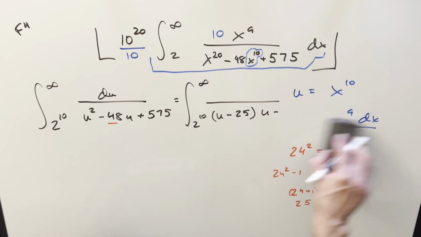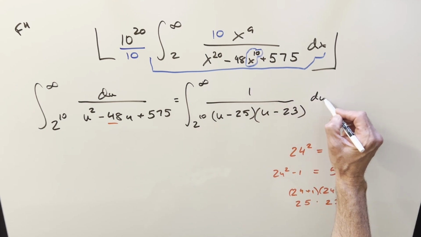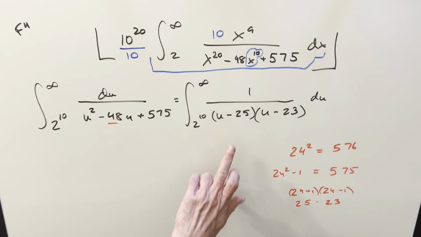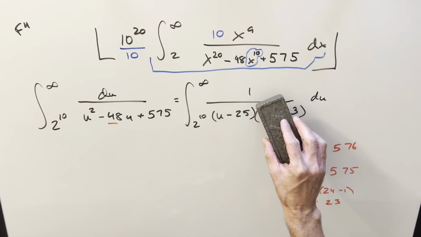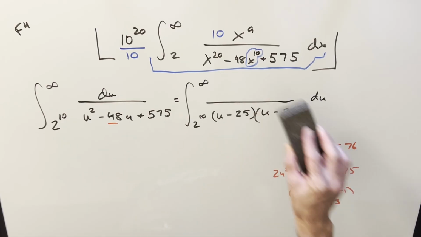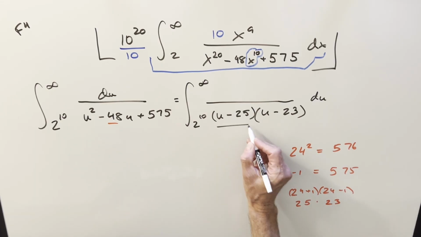I don't think I need this, so we'll get some space. And then this is just going to be 1 du. So then this is perfectly set up for partial fractions. Of course, I always like to avoid it. So to avoid it, how we'll do it is, let's create cancellation just using these terms here.